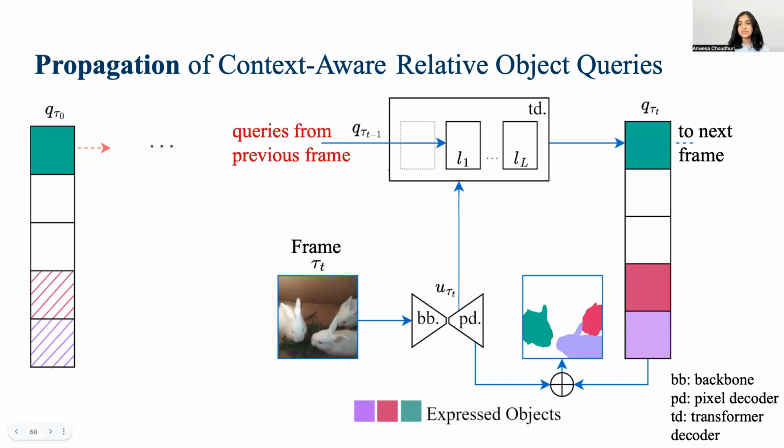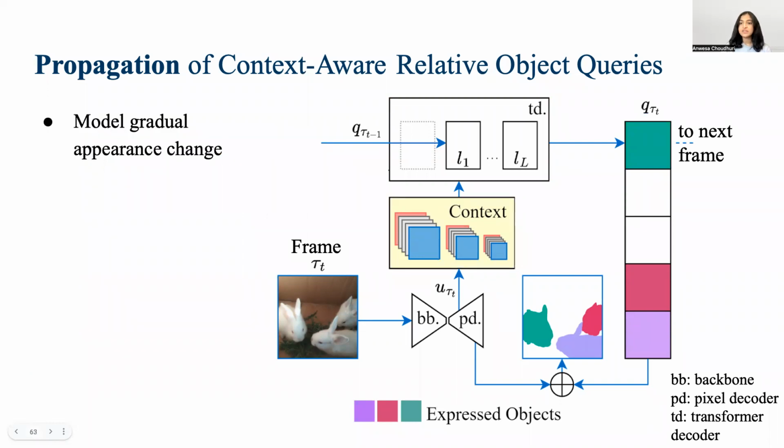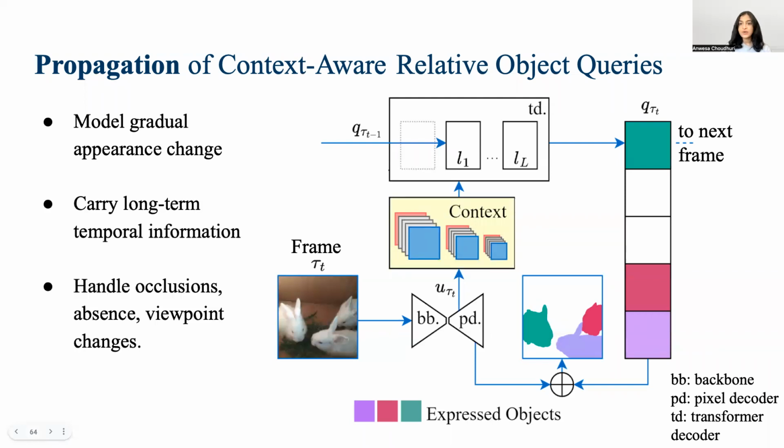Since video frames change gradually, q tau t-1 already contains meaningful information for frame tau t. And hence, L number of transformer decoder layers are not necessary to modulate the object queries for the current frame. We skip the first few layers. Multi-level image features from multiple previous frames act as spatiotemporal context for frame tau t to increase the temporal field of view. A continuous refinement of the object queries permits adjusting to gradual appearance changes. Their propagation across frames helps to carry long-term temporal information so that they can seamlessly handle long-term occlusion, absence from the scene, or viewpoint changes.